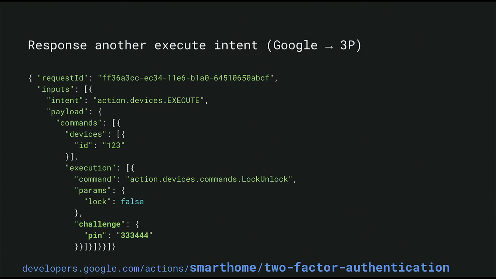And now Google calls another execute intent to your server. And in this case, the PIN will be specified in the execute intent. So pretty straightforward, pretty much exactly how you process an execute intent. But this time it has the PIN. Your server validates it, and if it is a valid PIN, takes the action that the user requested.